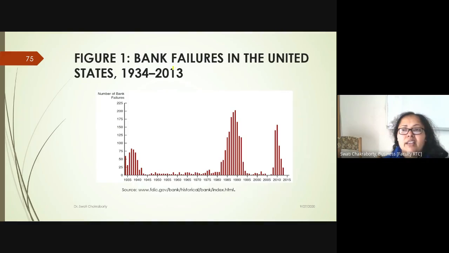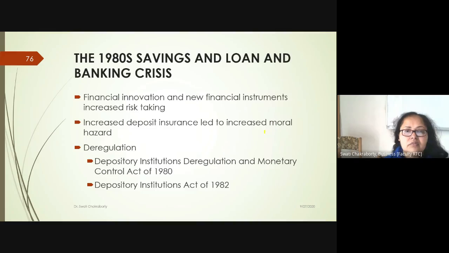This is the bank failures in the United States from 1934 to 2013, right? This table which we have. The 1980s savings and loan and banking crisis. Financial innovation and new financial instruments increased the risk taking. So increased deposit insurance also led to increased moral hazard.